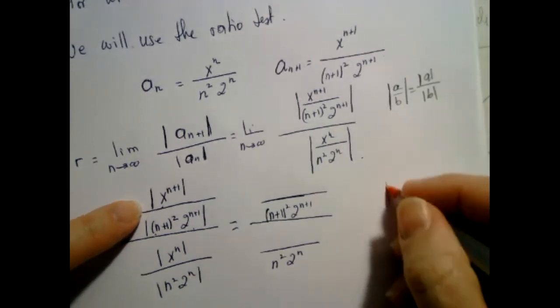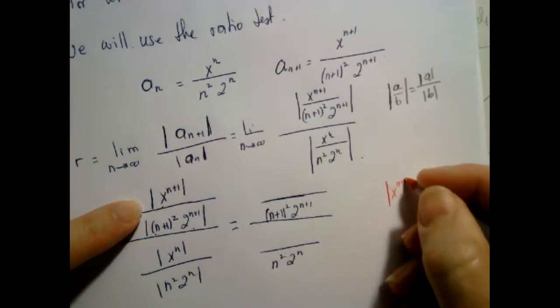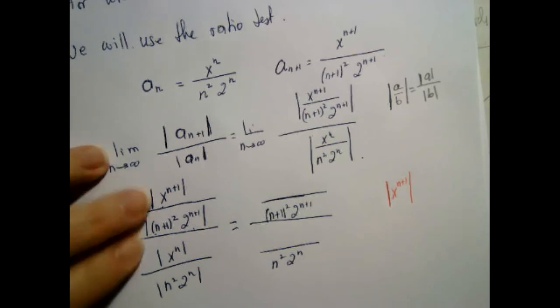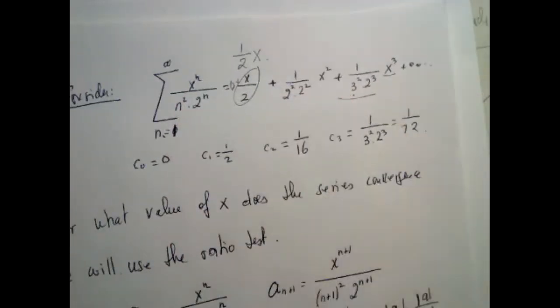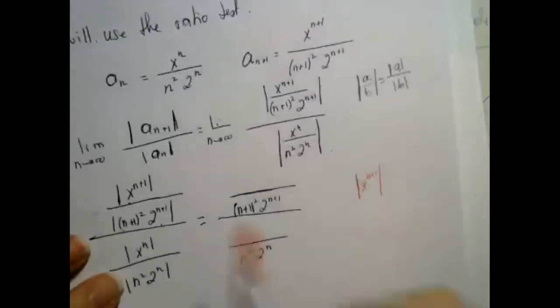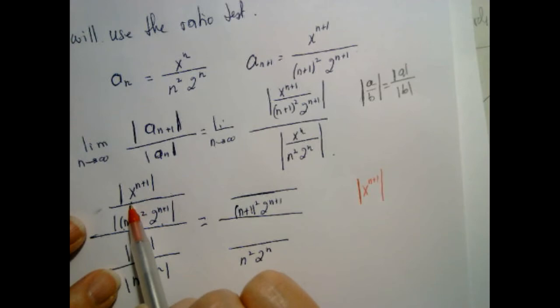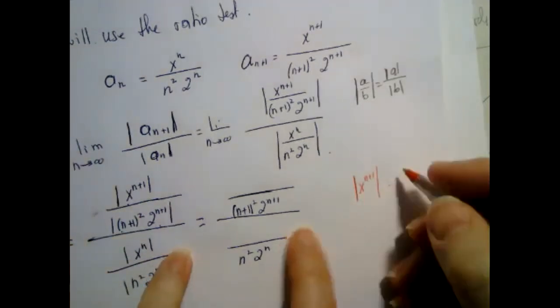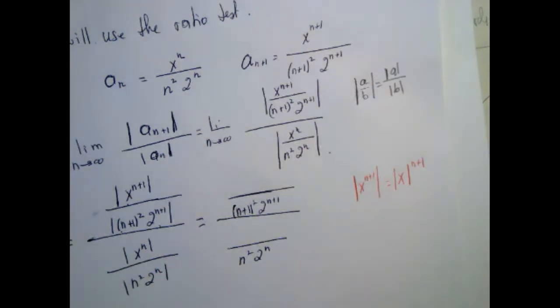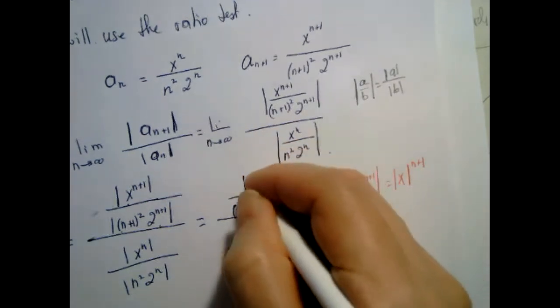What do you think? Can x be a negative number? Let me put it this way. x is a variable. x could be positive and x could be negative as well. So I cannot remove the absolute value, because the question is for which x does it converge? Since x is a variable, it could be negative or positive. So I cannot remove the absolute value from this x because x could be negative. The only thing I know is that the absolute value of x to the n plus 1 is equal to the absolute value of x to the n plus 1. But I have to keep the absolute value because x could take negative values. So now I'm going to have x to the n plus 1.